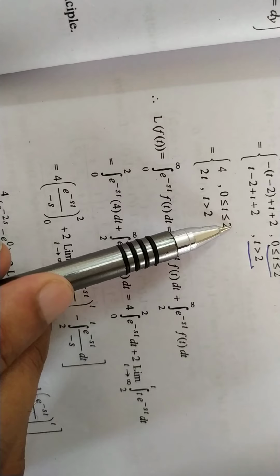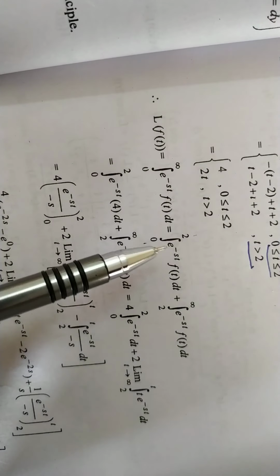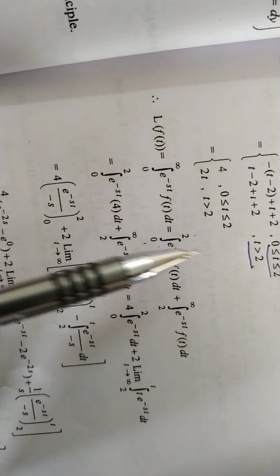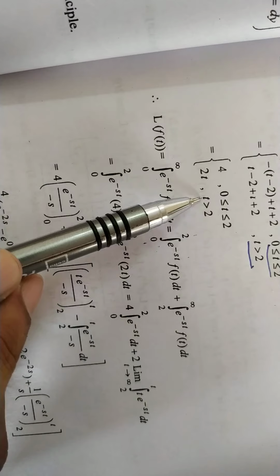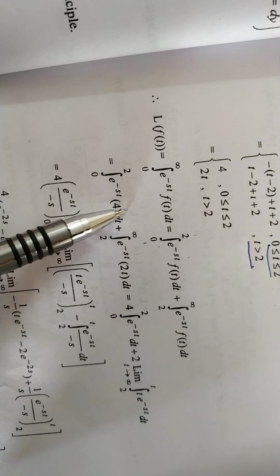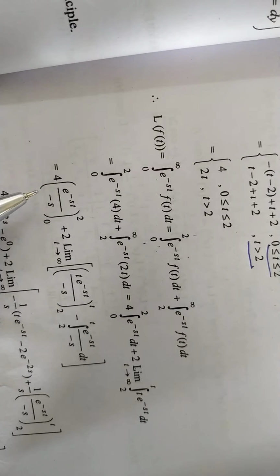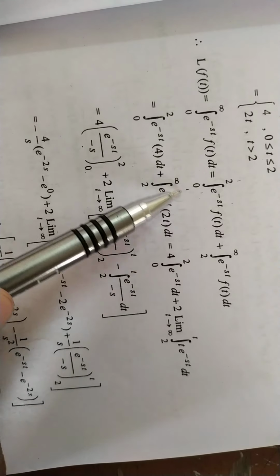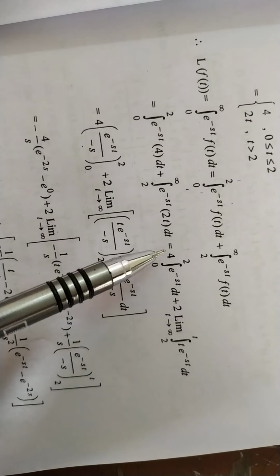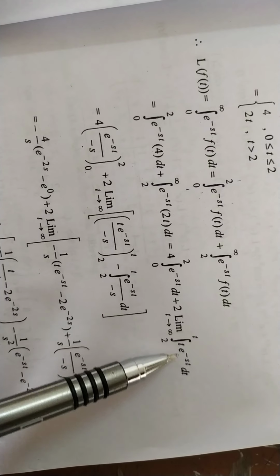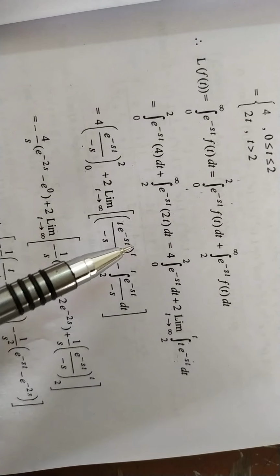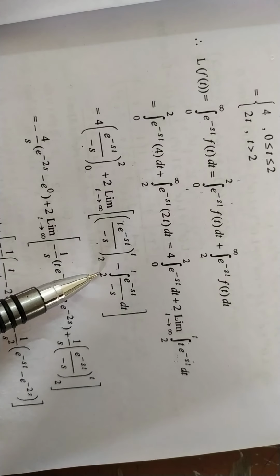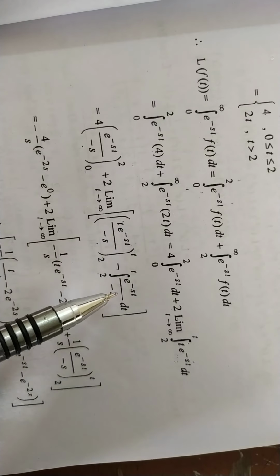Since the function breaks at 2, you can break it into 0 to 2 of e raised to minus st f(t) dt, and 2 to infinity. What is the function for 0 to 2? It is 4. What is the function for 2 to infinity? When t is greater than 2, it is 2t. It is a simple integration: e raised to minus st divided by minus s, upper limit, lower limit. In the second part, t approaches infinity, so here we have to do integration by parts. This is our first function, this is our second function. First function as it is, integration of second, minus the integral of the derivative of first times the integral of second.